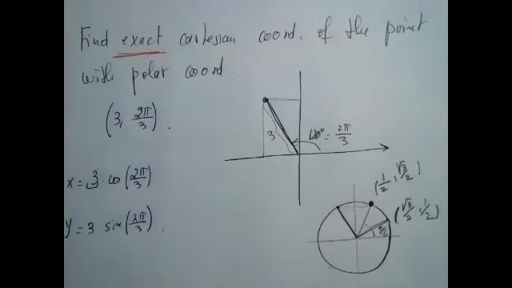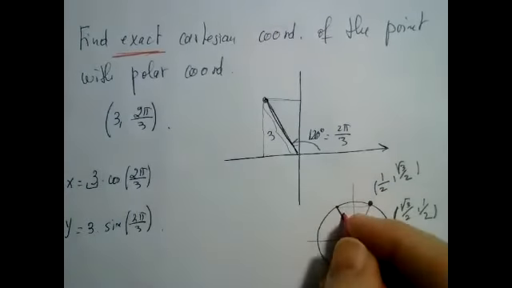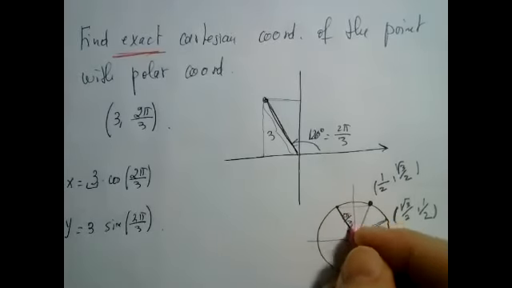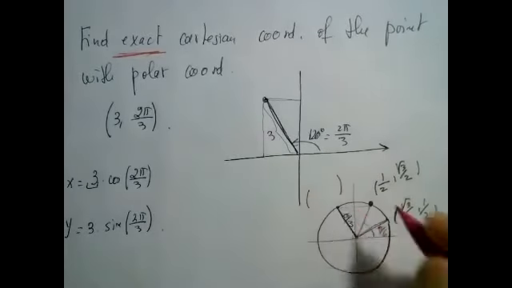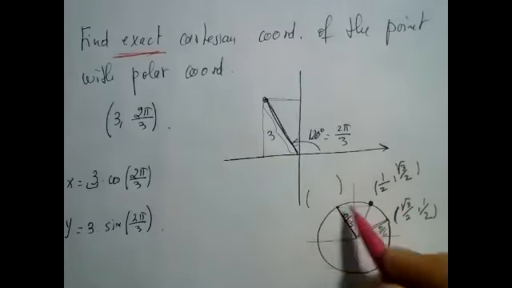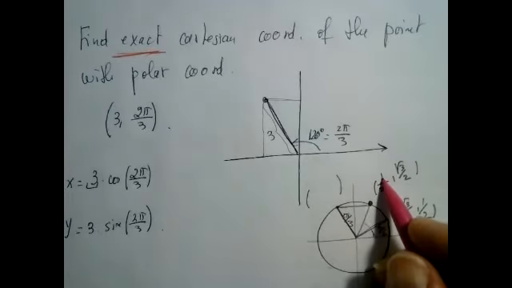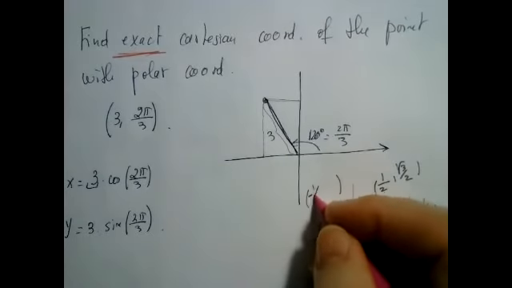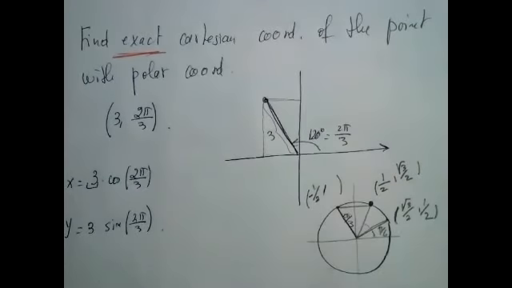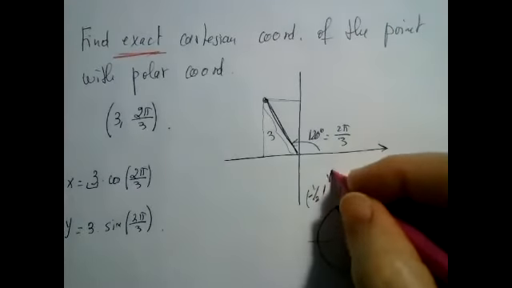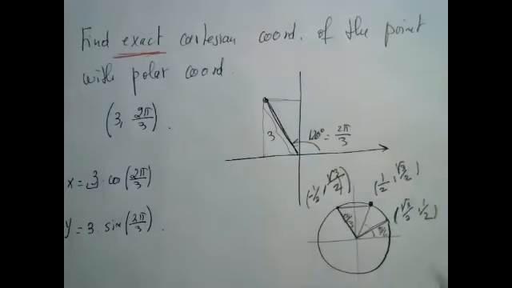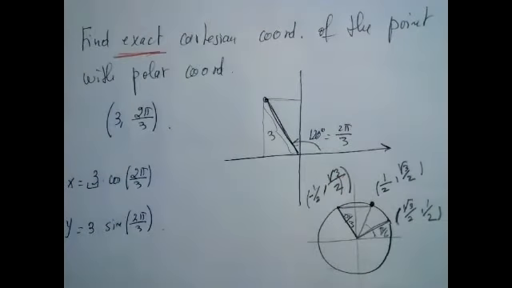Okay, as I said, this is to remind you. So this is the 2 pi over 3. So 2 pi over 3 is going to be symmetric to that. It means the x coordinate is going to be minus a half, and the y coordinate will not change. Okay, so these are the unit circle. Okay, so now I want the exact value.